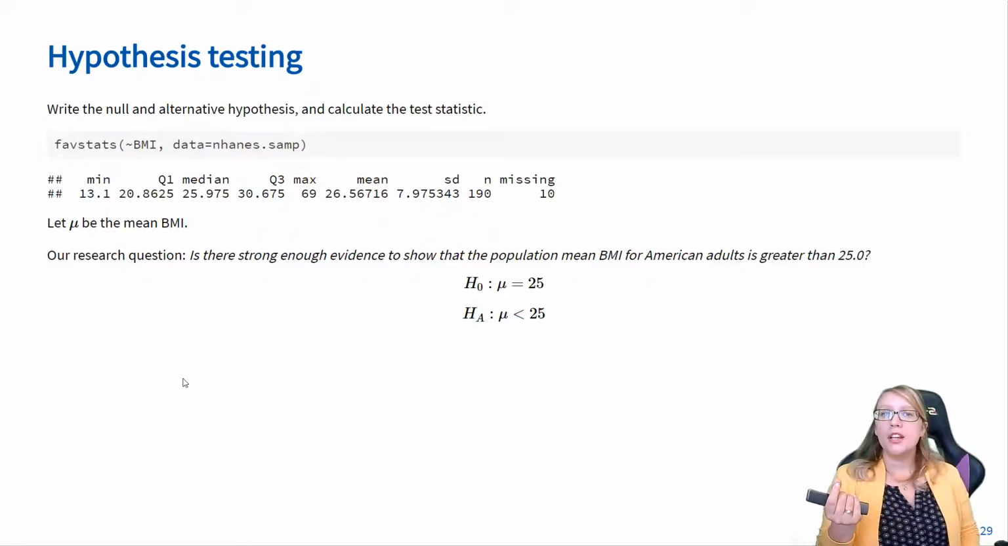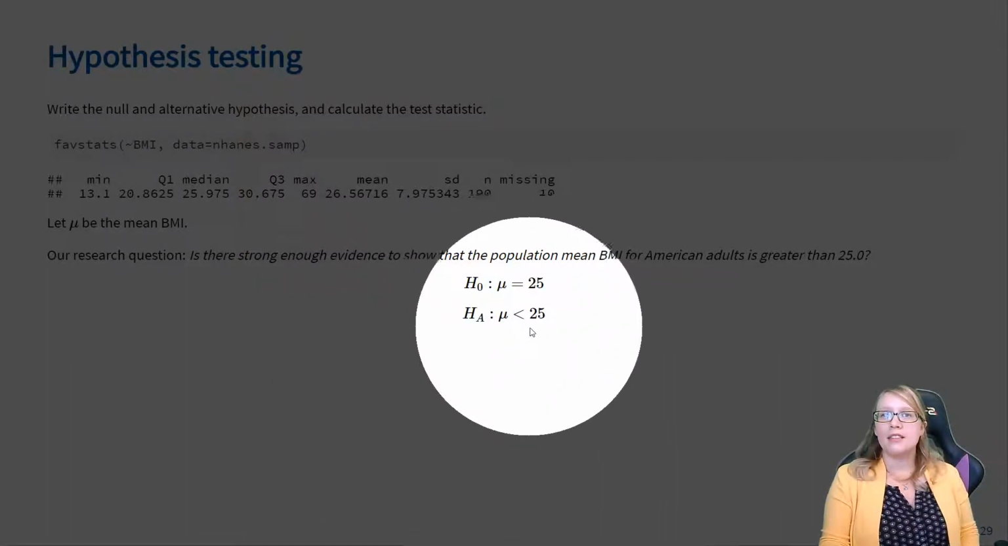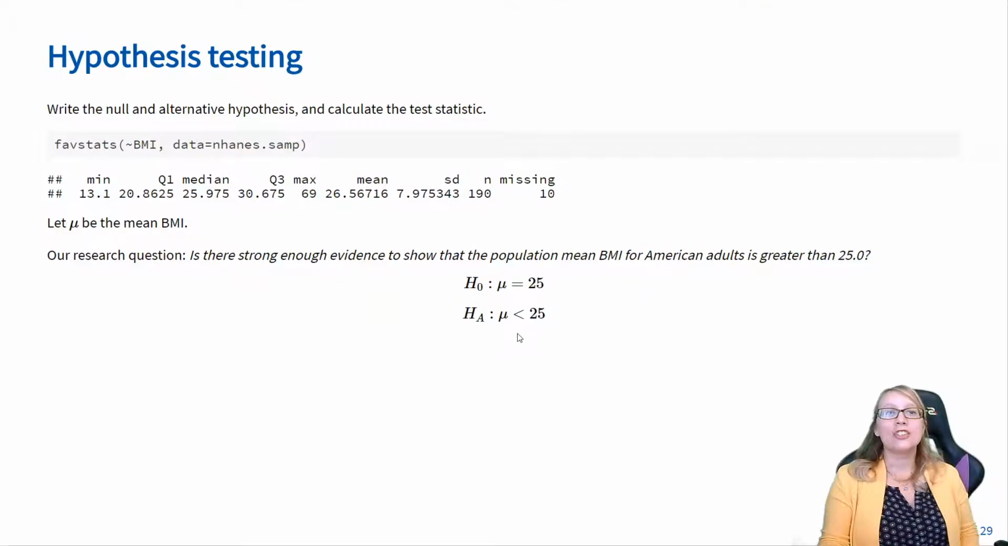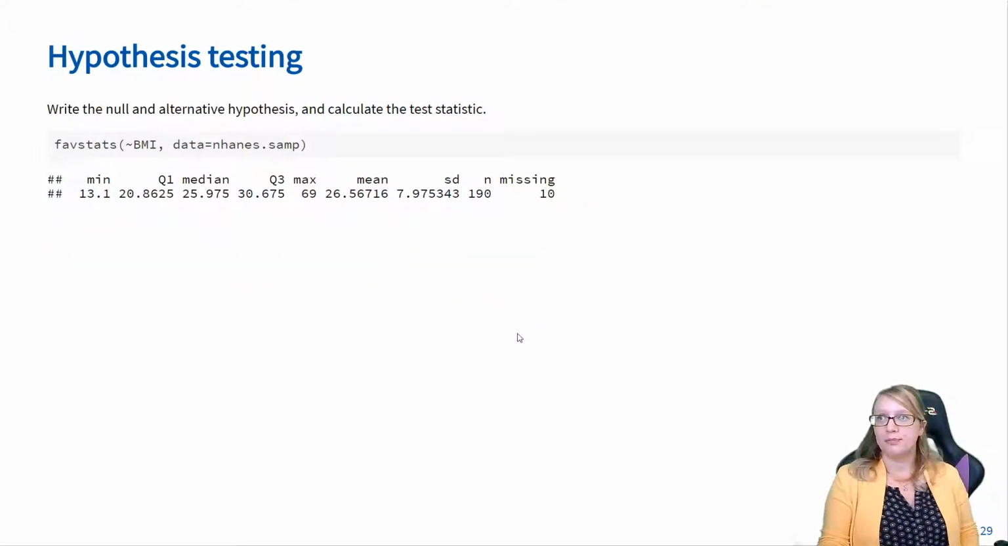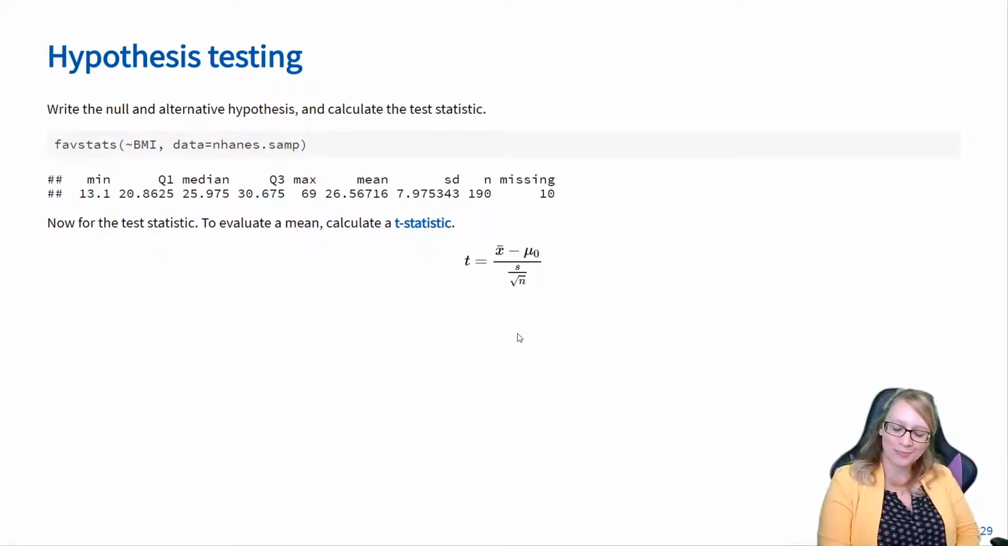Our alternative hypothesis, this should be a greater than symbol here, so apologies for that, is that the mean body mass index is greater than 25. Our test statistic then usually follows a similar form. For this particular example, the type of test statistic that we'll use is actually called a t-statistic.